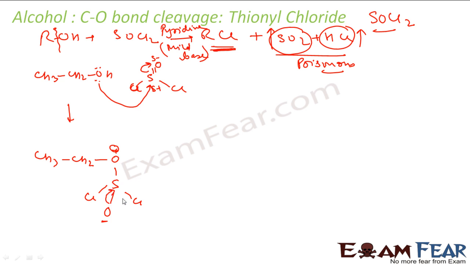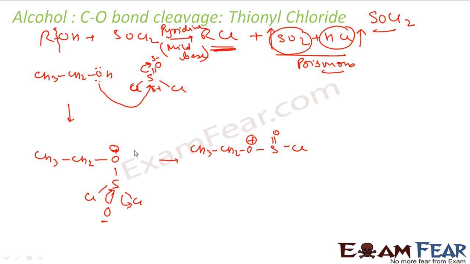So this will go in this direction, kick the chlorine out. So what you get is CH3CH2O plus, still will be there, I think, yeah, it will be there. O plus, S, O, Cl. Yeah, this is what you get. The chlorine is out. Now, what will happen is, there is a positive charge on this. This SO2 will come out. There is a positive charge on this oxygen.